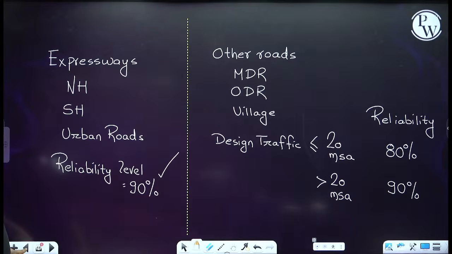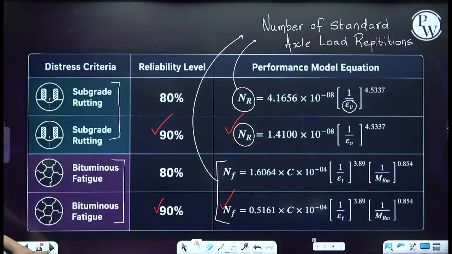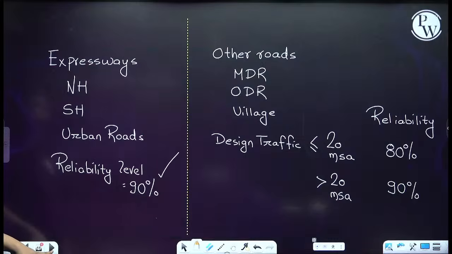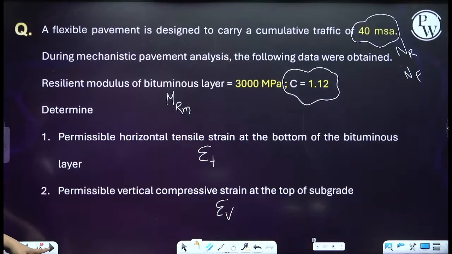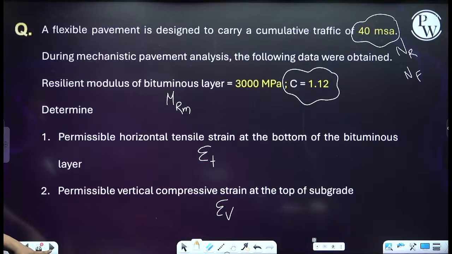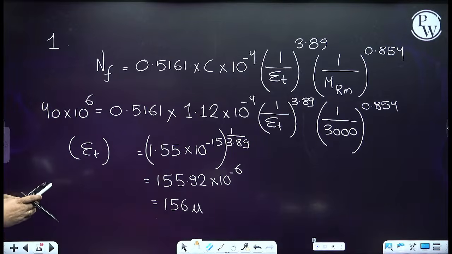The equation was 0.5161, and C was given to us as 1.12, and this was given to us as 3000 MPa. So I use this equation with 0.854 and 3.89. Just recheck the calculations. It is 0.5161 into 1.12 into 10 to the power minus 4, then further divide by 3000 to the power 0.854, further divide by 40, further divide by 10 to the power 6. Whatever I am getting, I take the value to the power 1 divided by 3.89. Yeah, I am getting almost this value.